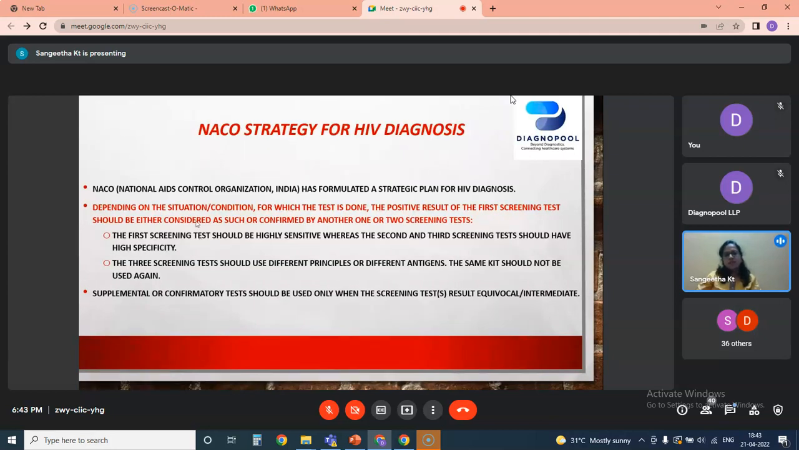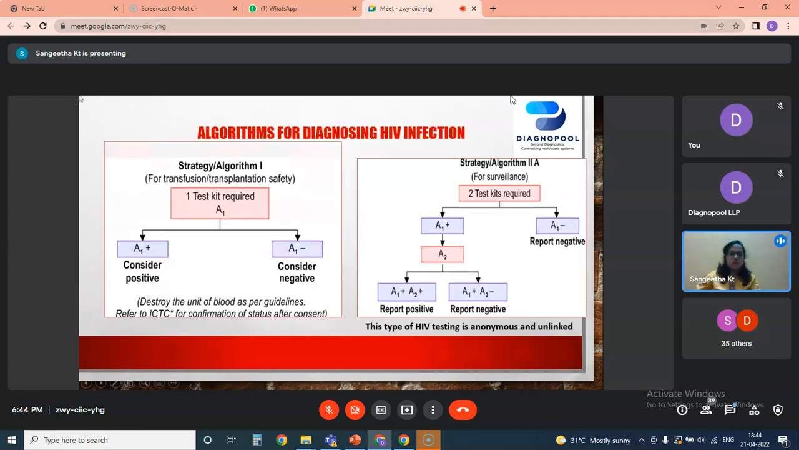The first screening test should be highly sensitive, whereas the second and the third screening tests should be of high specificity. Also, one thing to remember is that the three methods you choose should be using different principles, or they should be using different antigens. The same kit should never be used again. Supplemental or confirmatory tests should be used only when the screening test results are indeterminate. So I'll be showing you the different algorithms which we use.